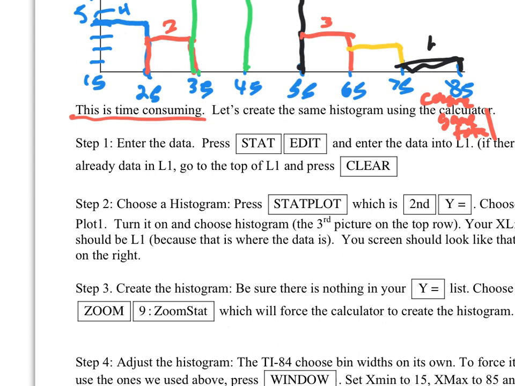All I hit is zoom number 9. That's called zoom step. Zoom is the middle button, I think. What if we don't have color? We don't need color. Zoom number 9 is zoom step. And it makes a histogram that looks very similar to what's on our paper.